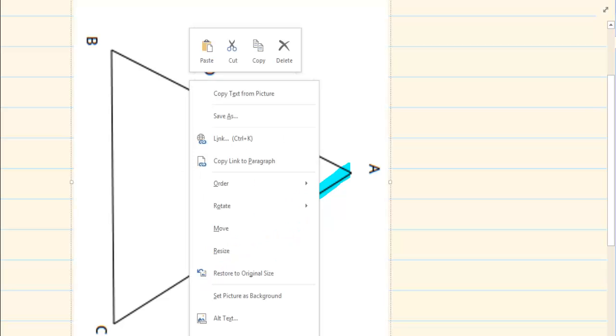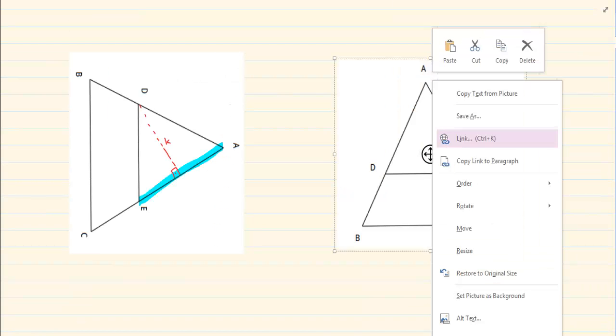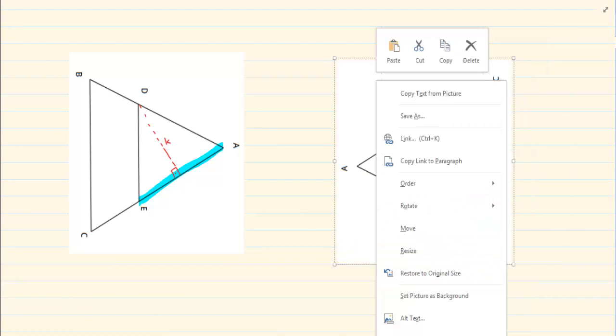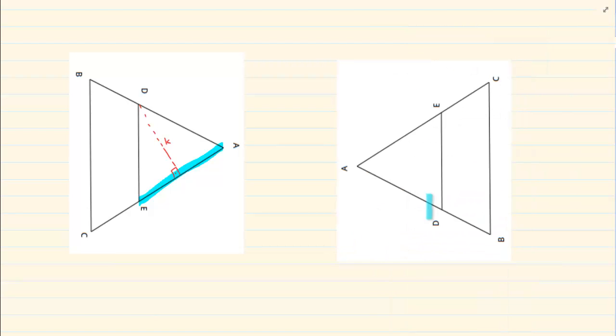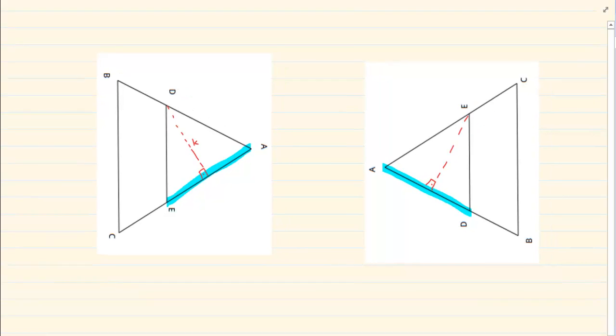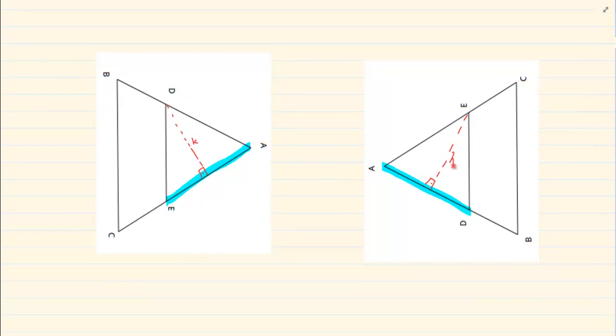Okay? Now, let's take the same drawing. Now, I'm working with my base AD, but I am going to put a height this way, and I'm going to name it H. So can you see what I'm doing? I'm taking the triangle and I'm now trying to get the area of this triangle.